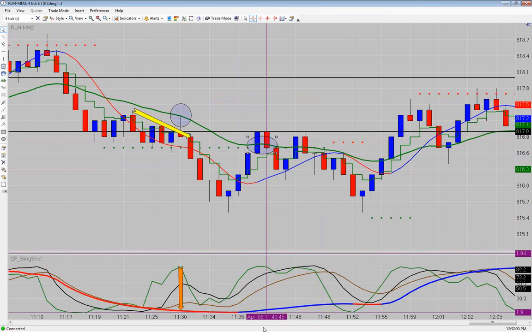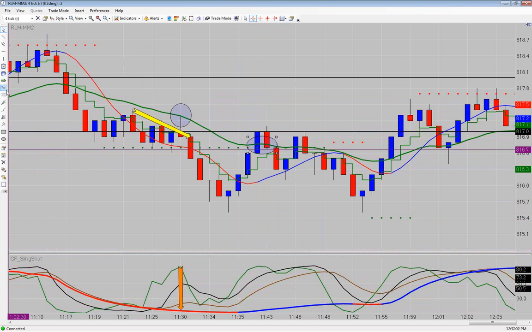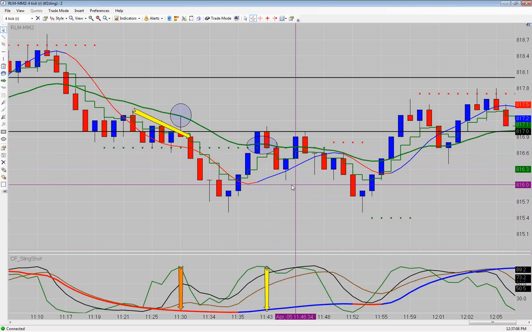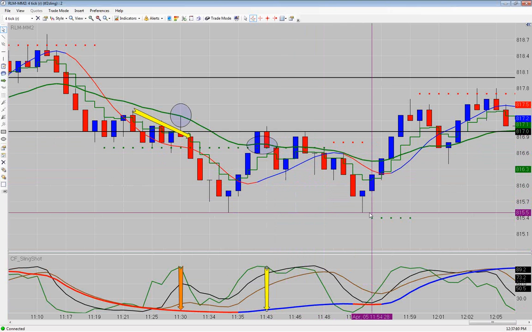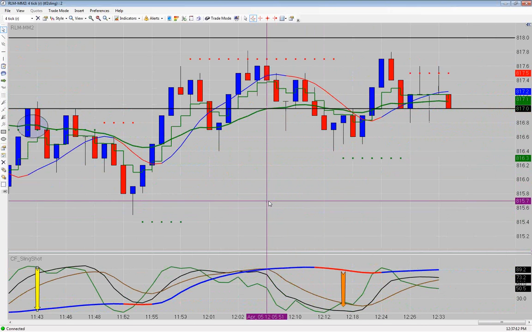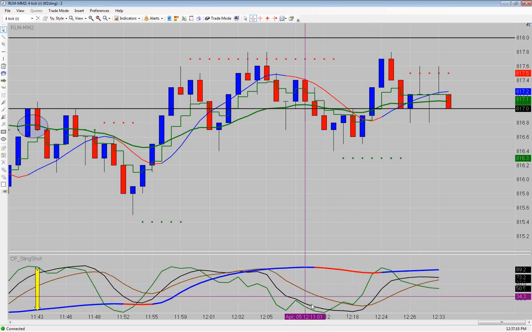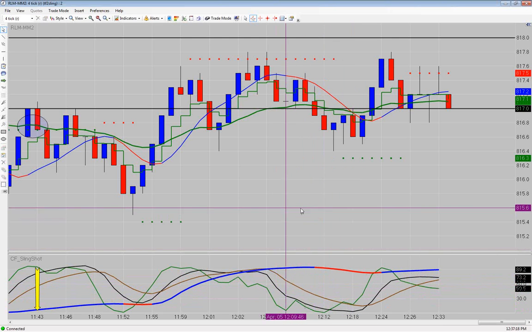This is the down close. This is the divergence right here. Okay, so the entry would have been here for the move down, and it moved all the way down here. Now, this arrow is going the wrong way. We have bullish divergence right here.